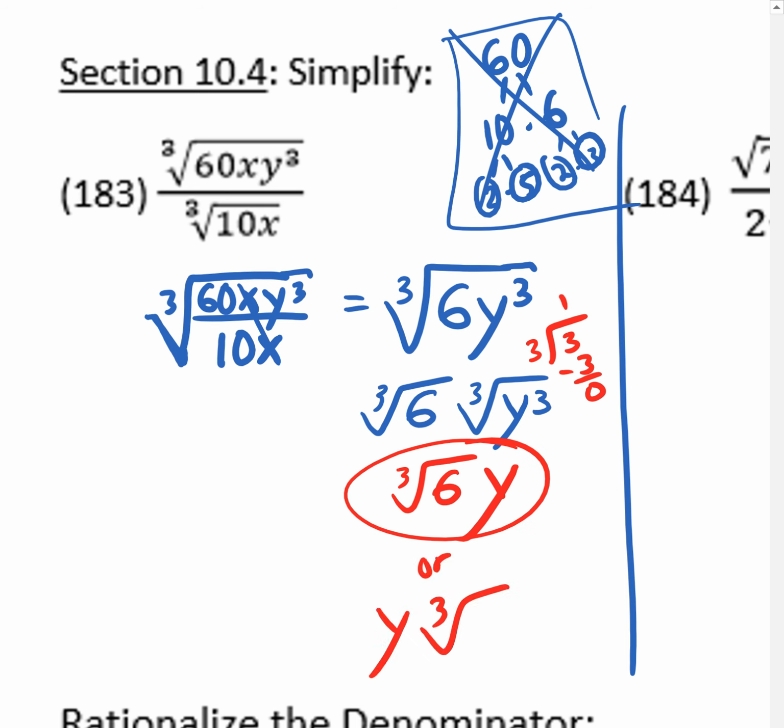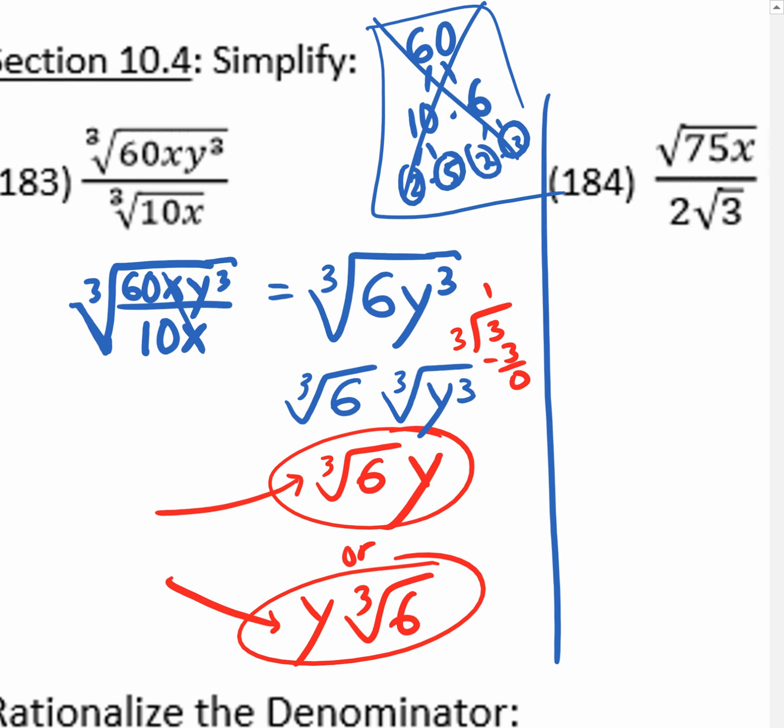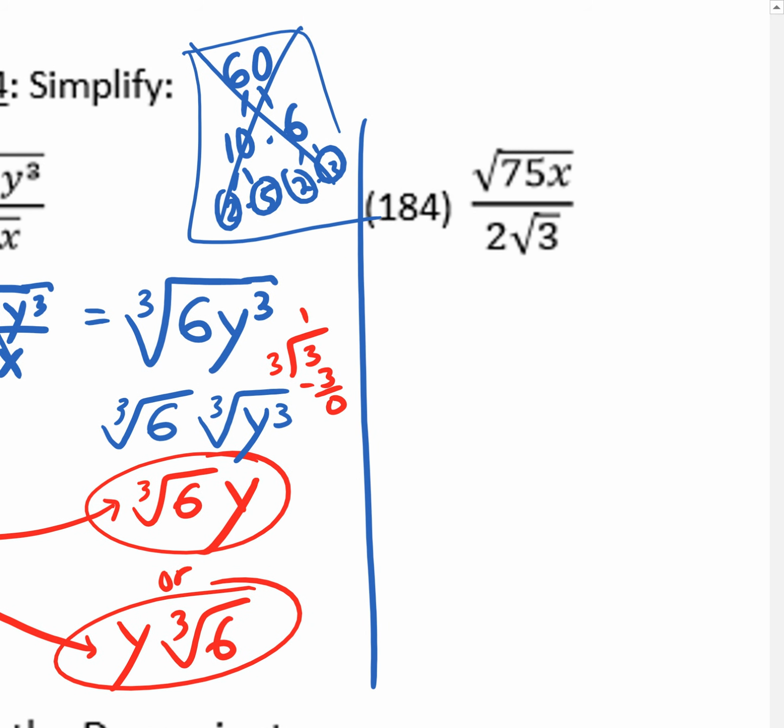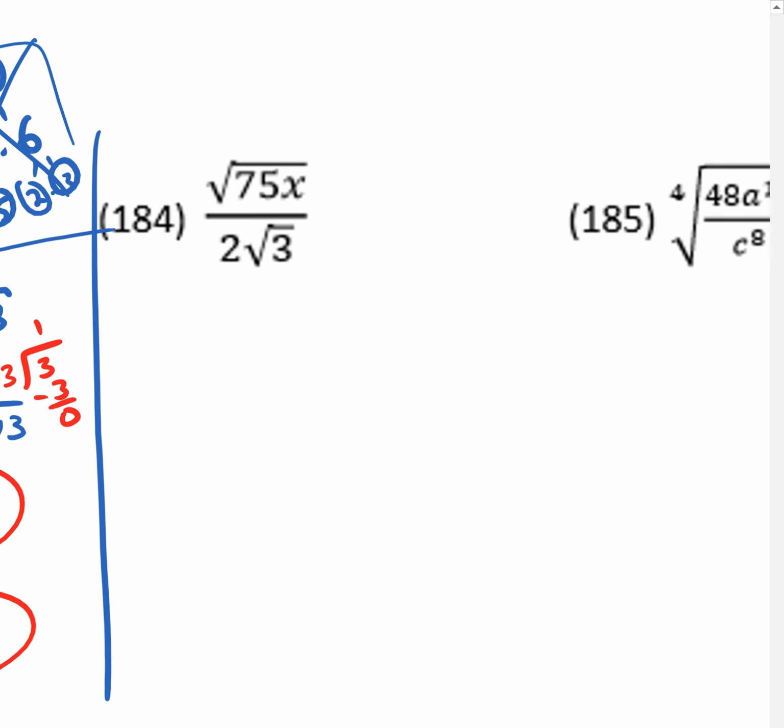And 6 doesn't break down anymore, so you could write cube root of 6 and then y, or y and then cube root of 6. Doesn't really matter. I know it kind of depends on preference. If you like the number before the variable, this is probably what you like. But a lot of times we like to see the thing that's outside the root on the left and the thing that's inside the root on the right, no matter what's a number and what's a variable. But either one doesn't really matter. They're both good.